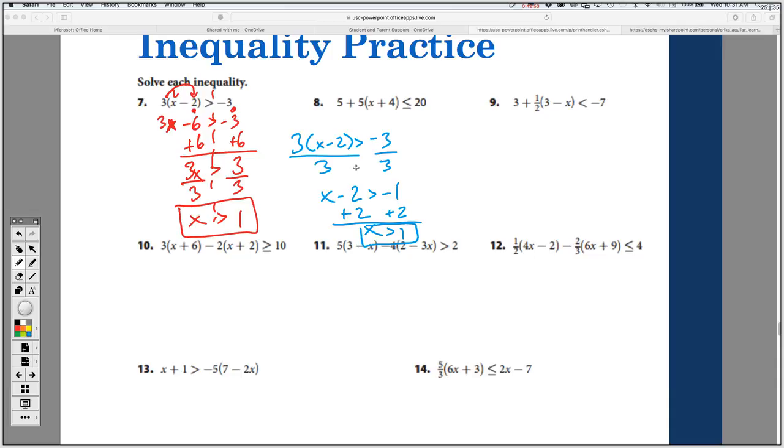Okay, for number 8, I would move this 5 first to the other side. Then you're back to this kind of problem. They added one thing to it, is they added the 5 here. So subtract 5 both sides, then you're back at this problem. Go ahead and try number 8 right now.